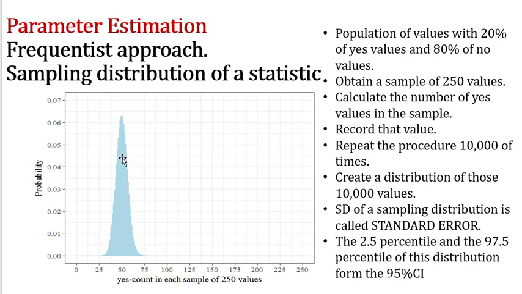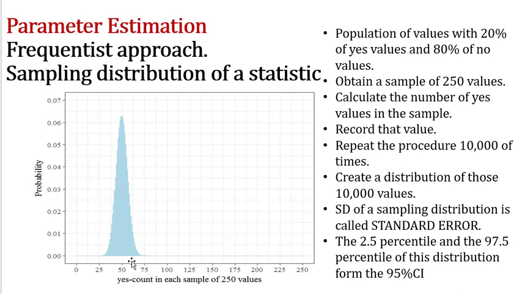From this distribution, we can actually obtain the mean, the median, the range, the minimum value, the maximum value, the standard deviation, and we can obtain percentiles. The 2.5 percentile and 97.5 percentile are very interesting. The standard deviation of that sampling distribution is what we call the standard error. So standard error is simply the standard deviation of a sampling distribution.